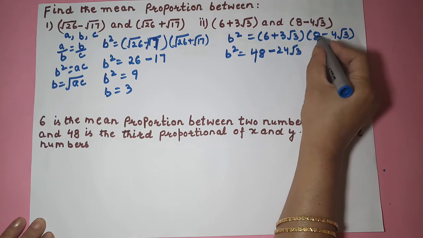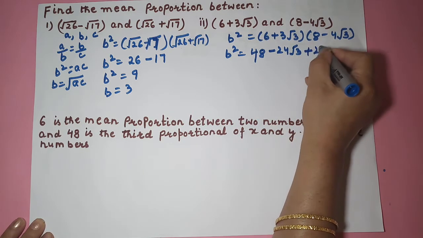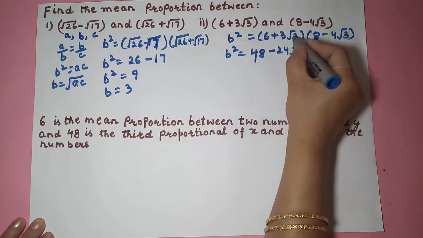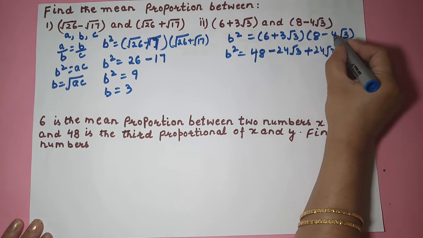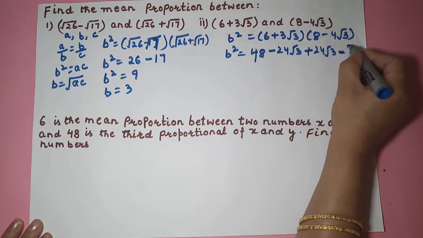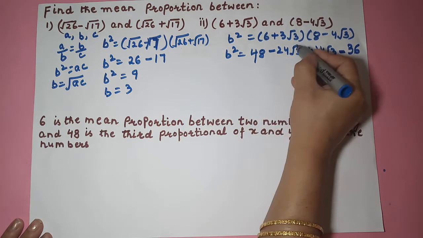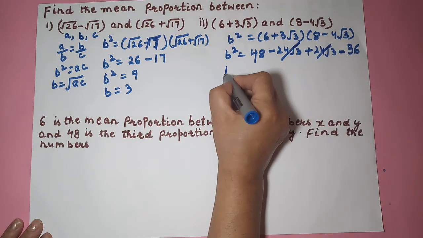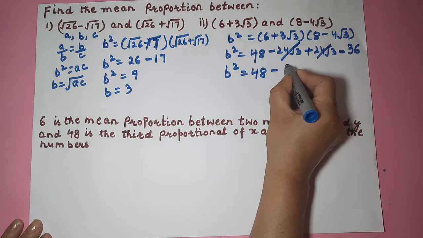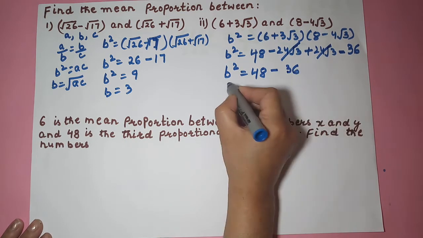So this becomes 8 3s are 24, plus 24 root 3, and then minus root 3 into root 3 is 3. 3 4s are 12, 12 3s are becomes 36. So this is minus 36. So this and this will go. So you're left with B square is equal to 48 minus 36. How much is that? 12.